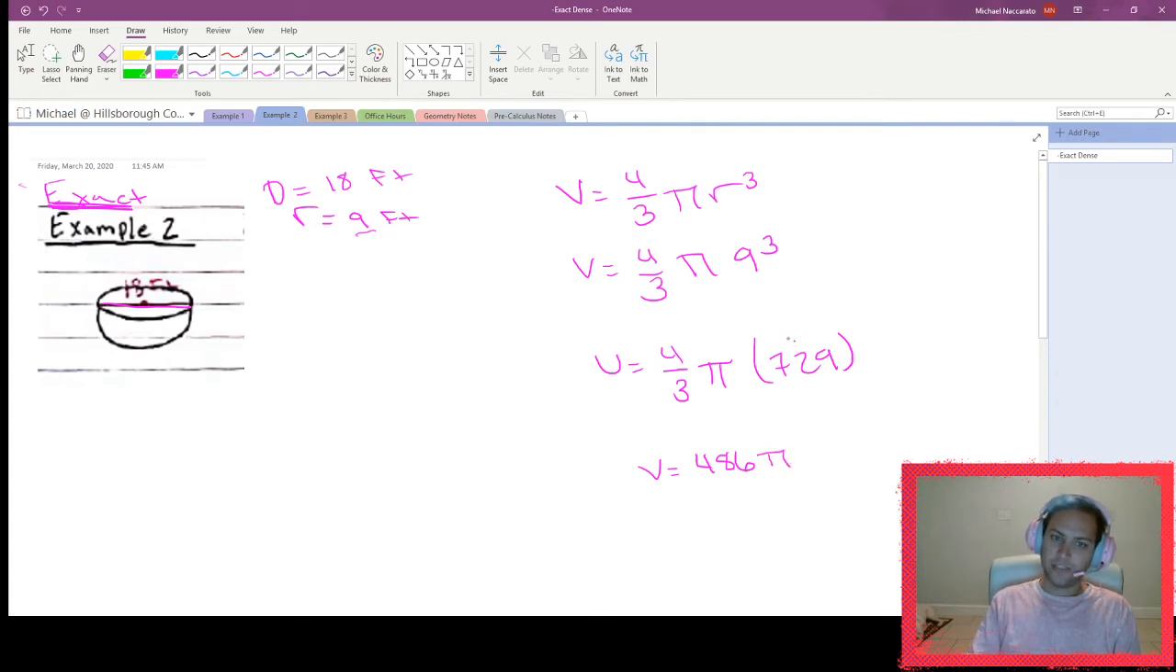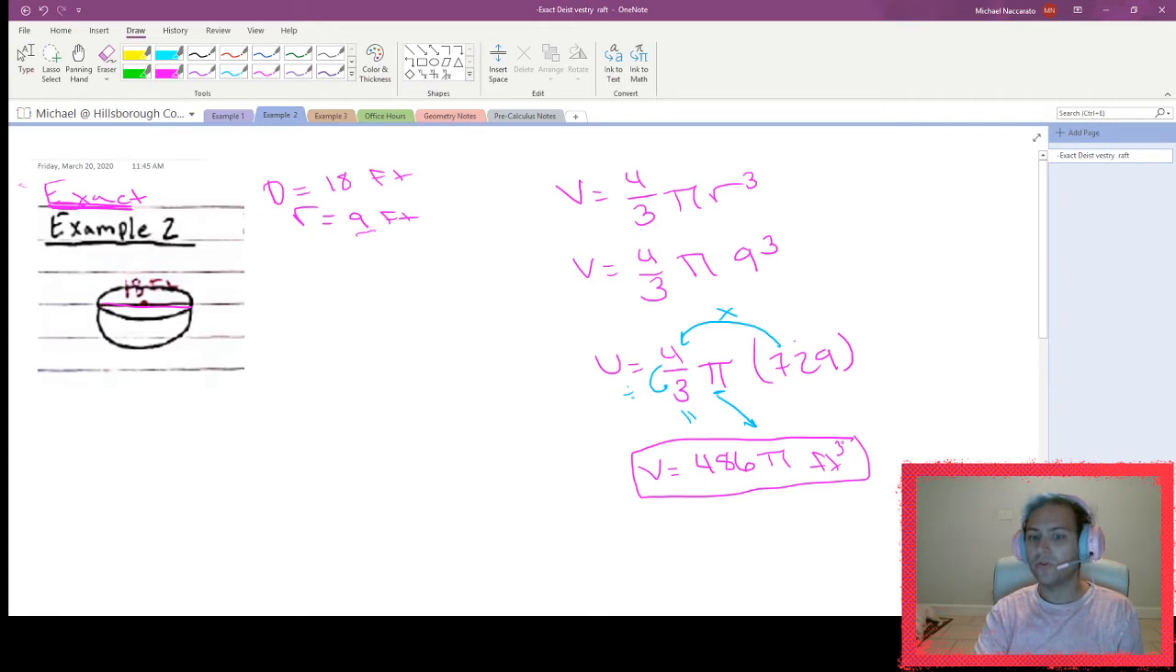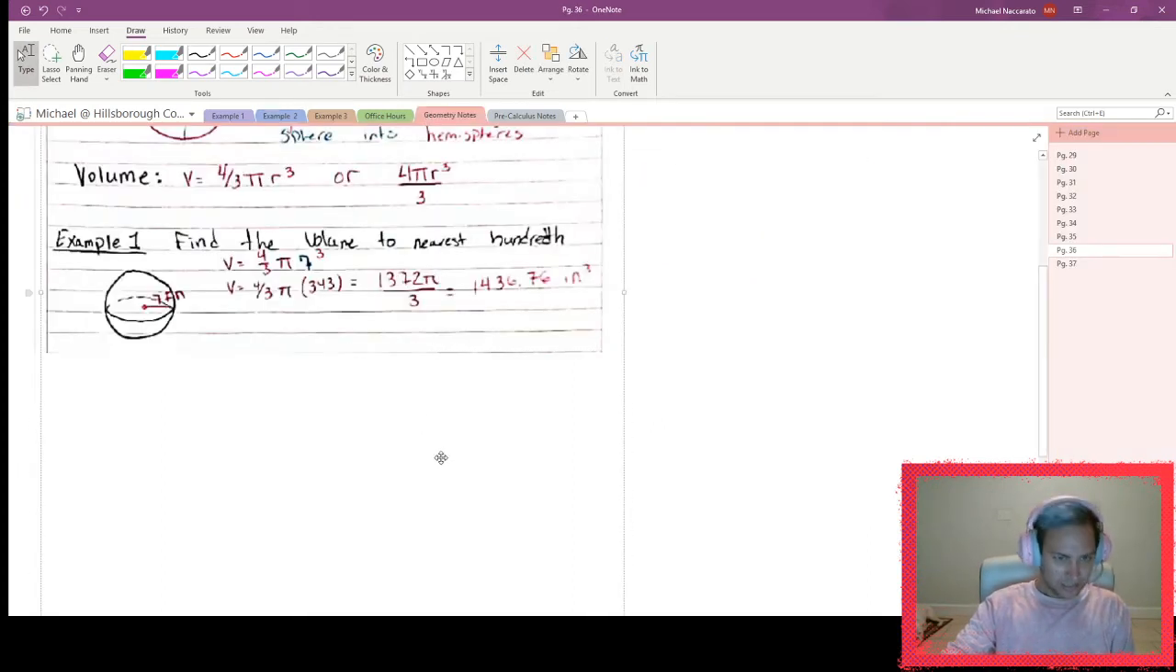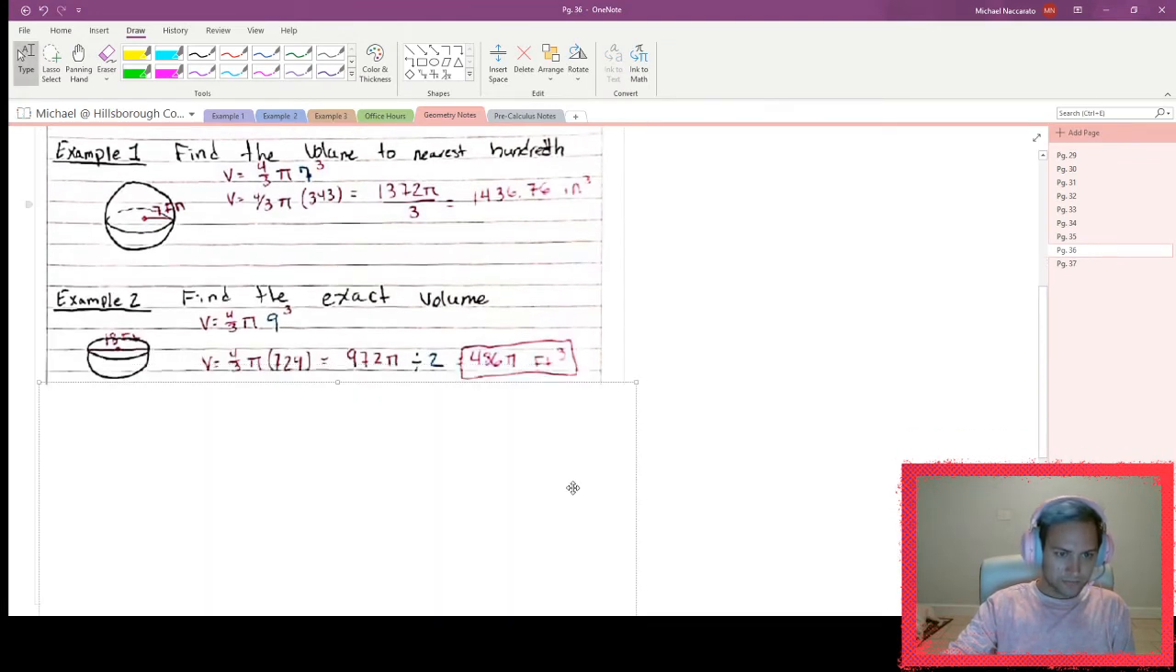So again, I took this 729 multiplied by 4 and then divided by 3, and that gave me 486. Then because I'm not multiplying by pi, I just bring pi down. And the last thing is just to make sure we put our units. This was in feet, so we'll put feet cubed, and that would be the volume as the exact value. If you wanted to find the decimal, you could then take 486, multiply it by the pi button in your calculator, and get that decimal. So again, here is what I wrote for that.